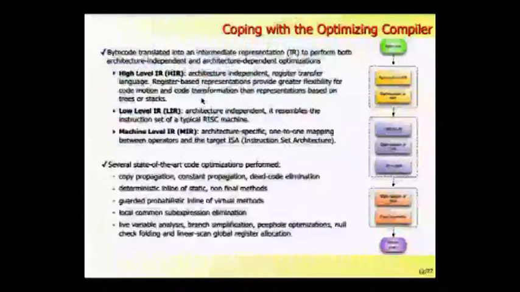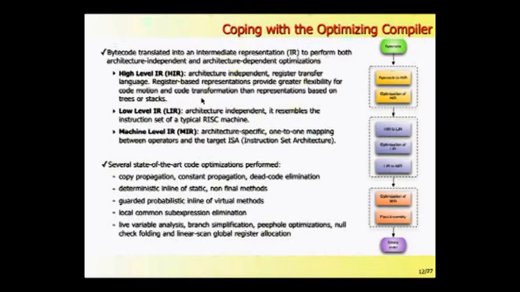So they translate the bytecode into HIR, which is architecture independent. Then another step translates the HIR into low-level IR, which is architecture independent, but it resembles the instruction set of a RISC machine. That means we have an infinite set of registers to use, which is not true on Intel or on a physical machine. And then the last step is machine-level IR, which is similar to the instruction set architecture of the destination platform.